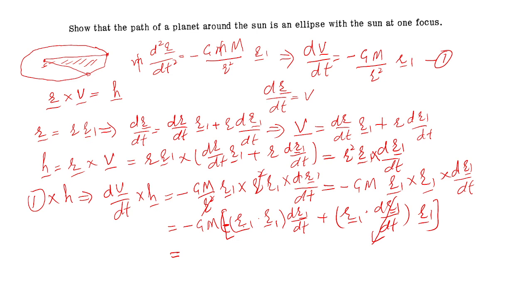So I am left with only this term. r1 dot r1 is 1 because it is a unit vector, and this minus is multiplied. So GM dr1 dt, this is the value of dv dt cross h. Okay, now let dv dt cross h be equal to GM dr1 dt.